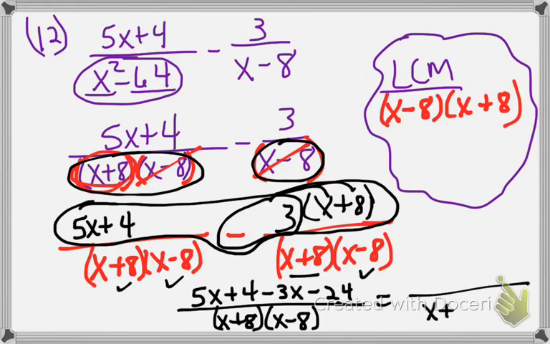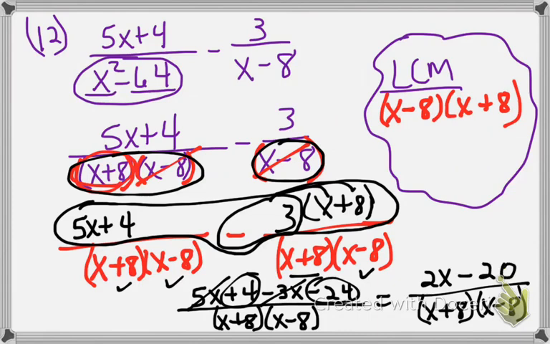So the only thing left to do is combine like terms. And there's not too much here. We've got 5x and negative 3x, which is 2x. We've got positive 4 and negative 24, which is negative 20. And then that's going to be my answer.